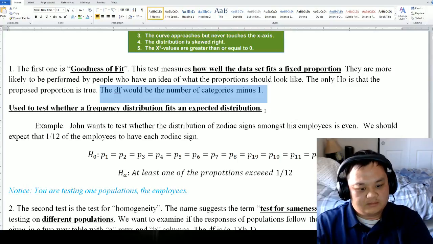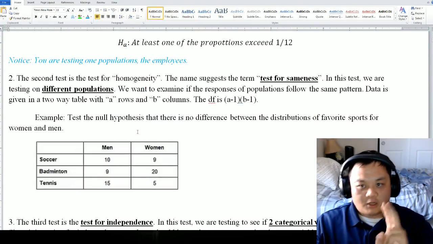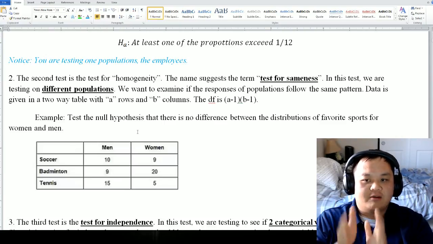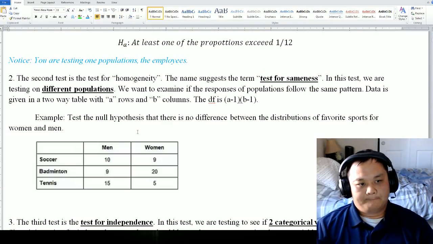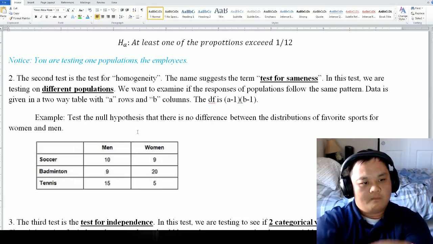So for homogeneity, how many variables are there? Two variables. Correct. It depends on the amount of columns, the amount of populations they are. So it can be two or more variables.